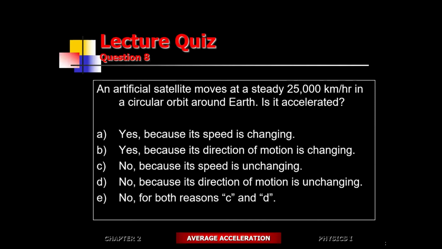All right, so what do we have? We have an artificial satellite moving at a constant speed in a circle around the Earth. Is it accelerating? Yeah, it's moving at a constant speed, but the direction keeps on changing, right? So which means that, of course, it is accelerating. So the best answer is going to be yes, because the direction of motion keeps changing.